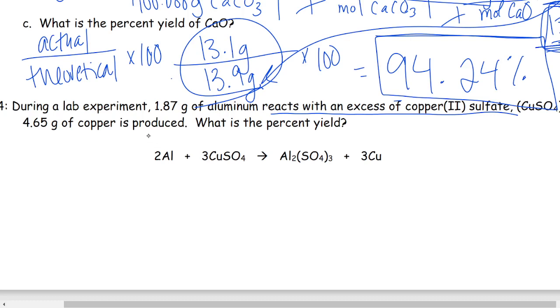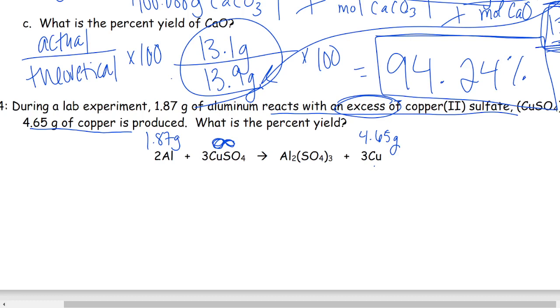So I'm going to label all of this. I have 1.87 grams of aluminum. I have an excess of copper 2 sulfate. So what that means is I basically have an unlimited amount. So I'm drawing a little infinity sign above copper 2 sulfate. That means I have as much copper 2 sulfate as I could possibly need. And then 4.65 grams of copper will be produced. So I have 4.65 grams of copper produced.